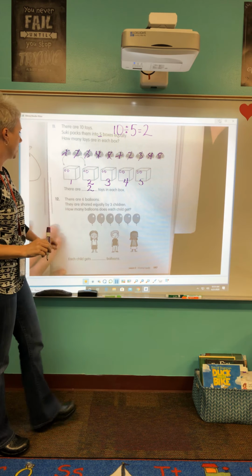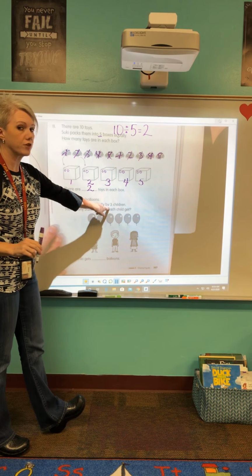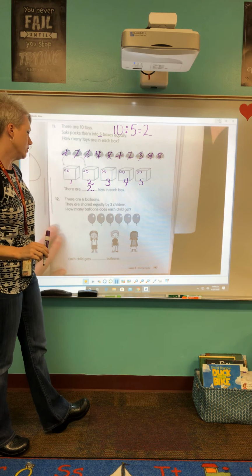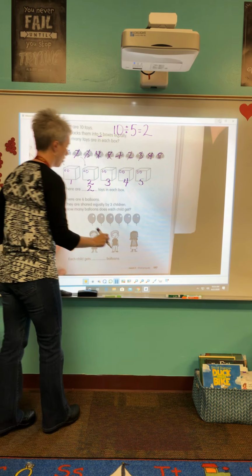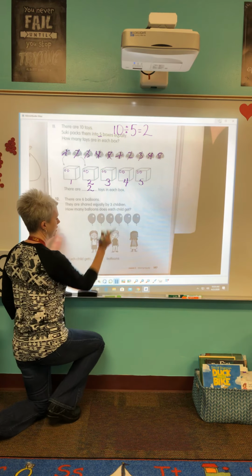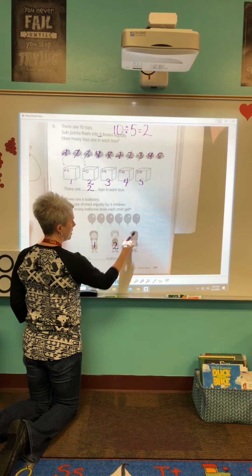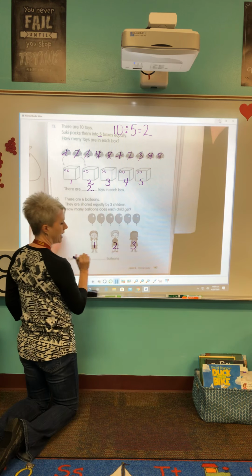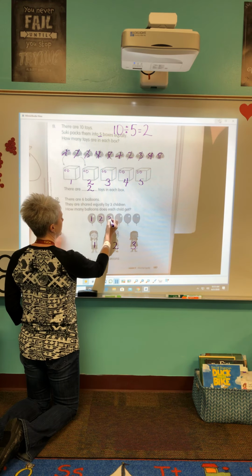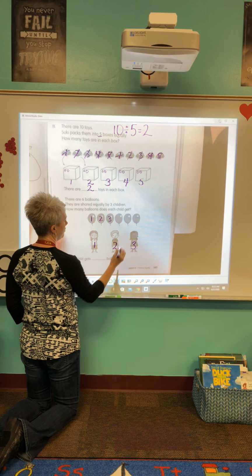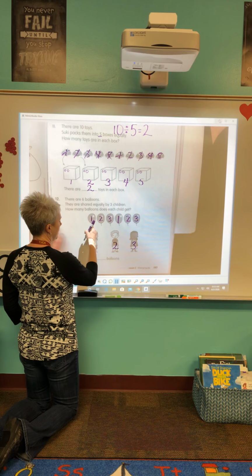All right, next one. There are 6 balloons. They are shared equally by 3 children. How many balloons does each child get? All right, we have 6 balloons all together. We have 3 children. So this will be child 1, this will be child 2, and this will be child 3. Okay, I have 3, so I'm going to count to 3. 1, 2, 3. Then I start over because I only have 3. 1, 2, 3.